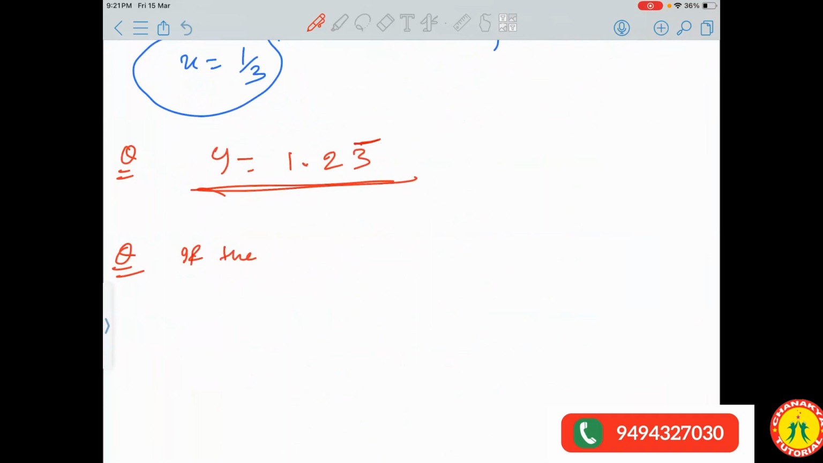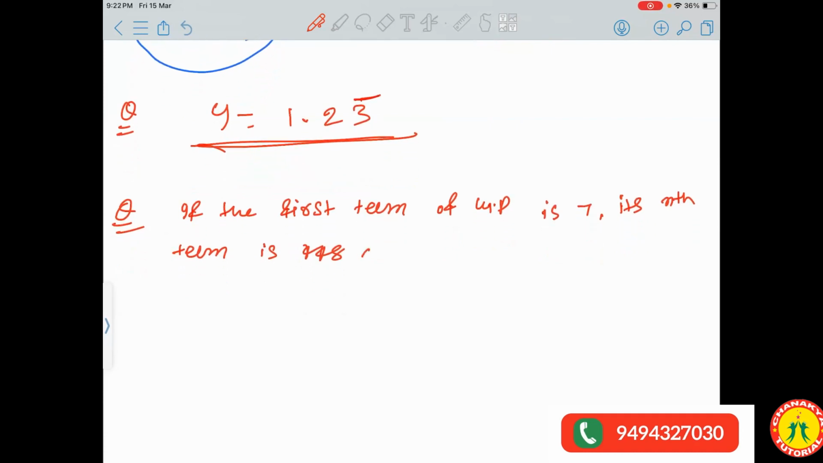If the first term of GP is 7, its nth term is 448, and the sum of first n terms is 889, then find the fifth term.